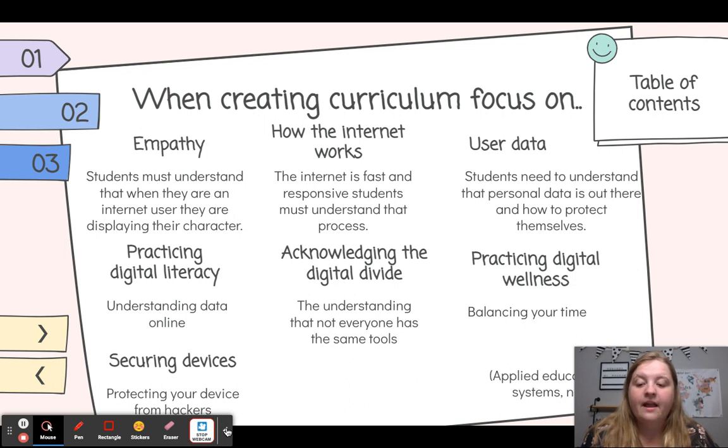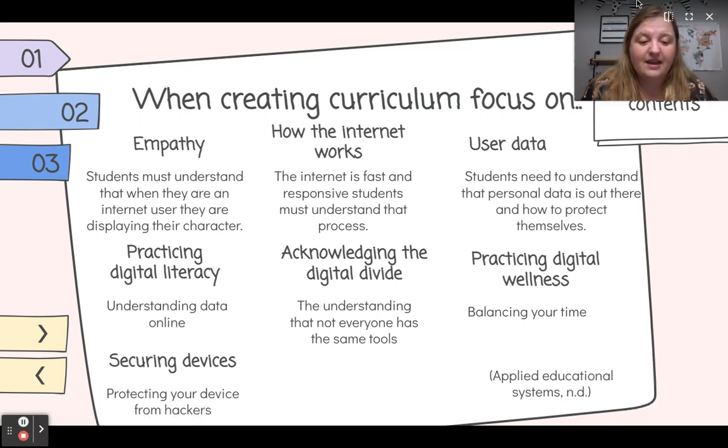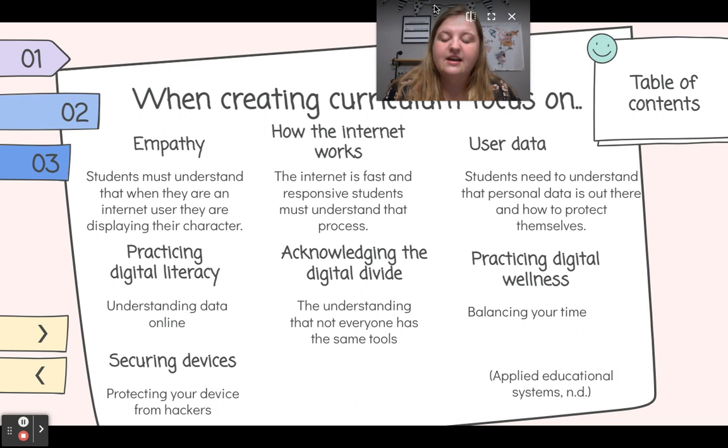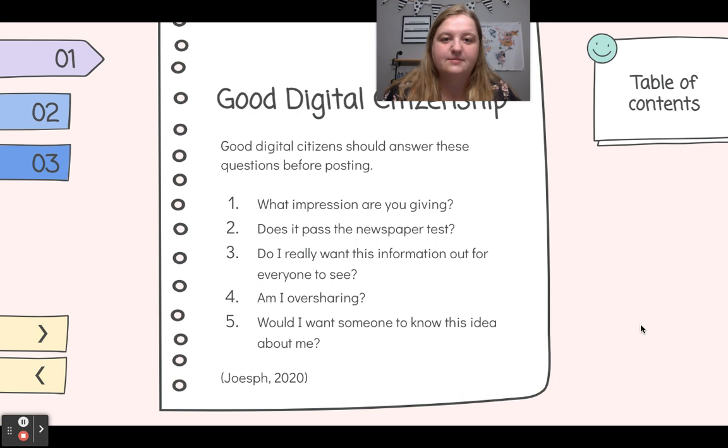And securing devices means protecting your devices from hackers. How are you going to protect your Chromebook or your MacBook from hackers who want to do you harm? And all of these things were from applied educational systems.